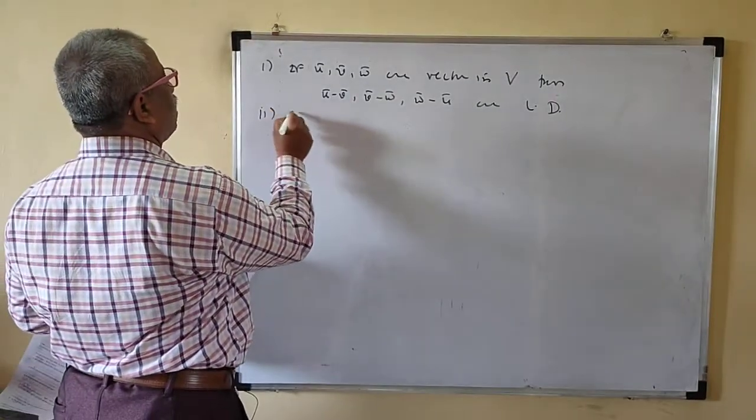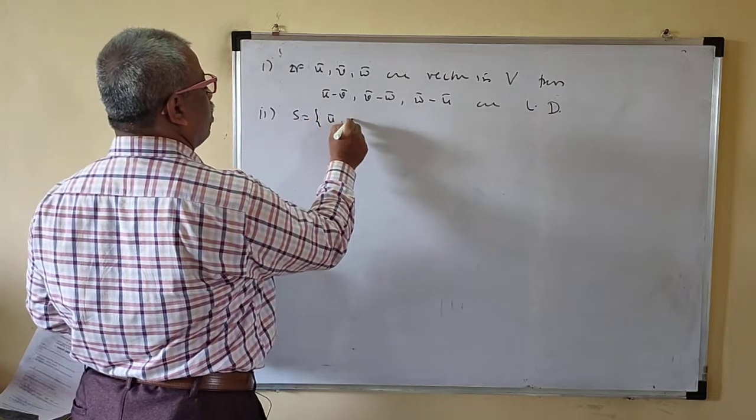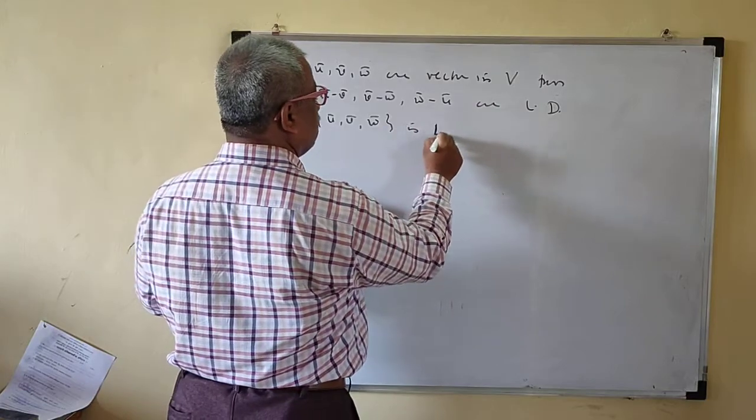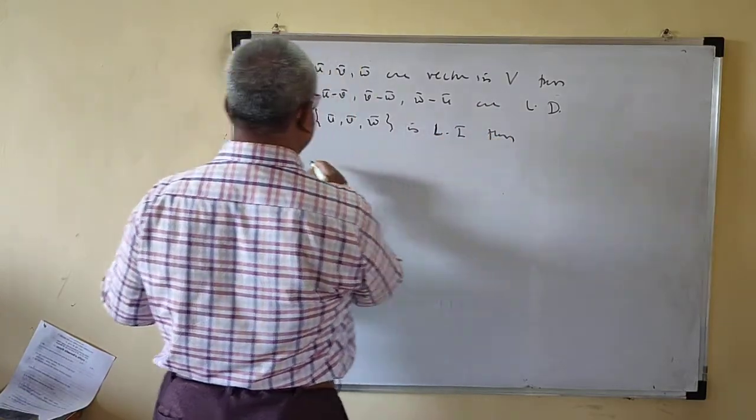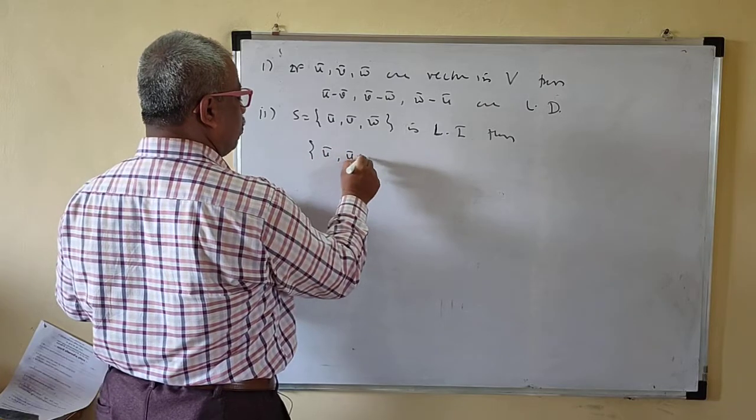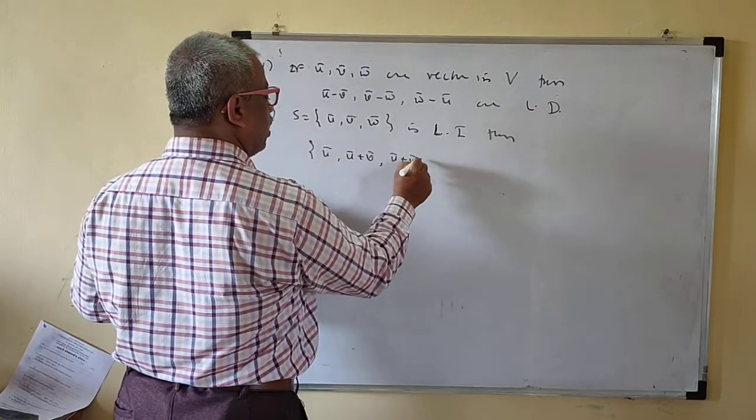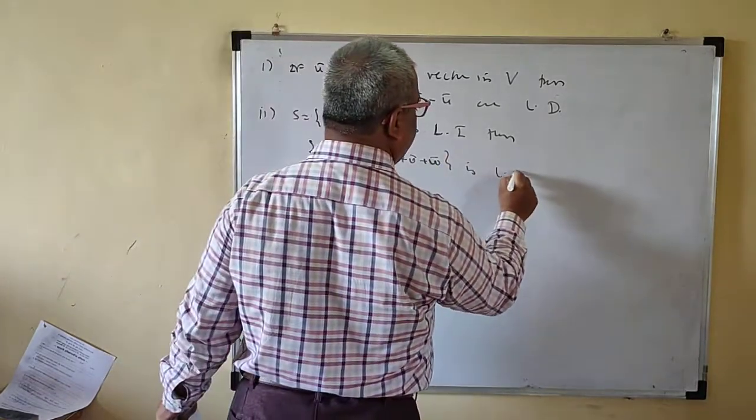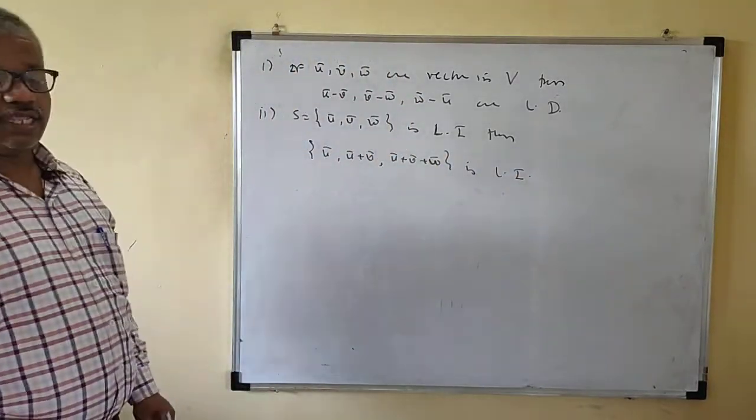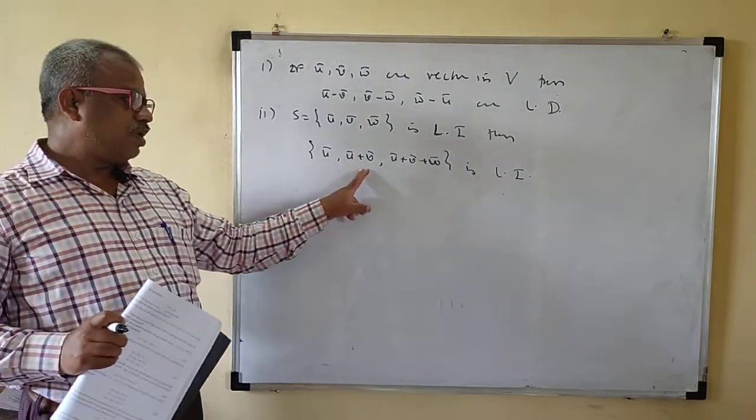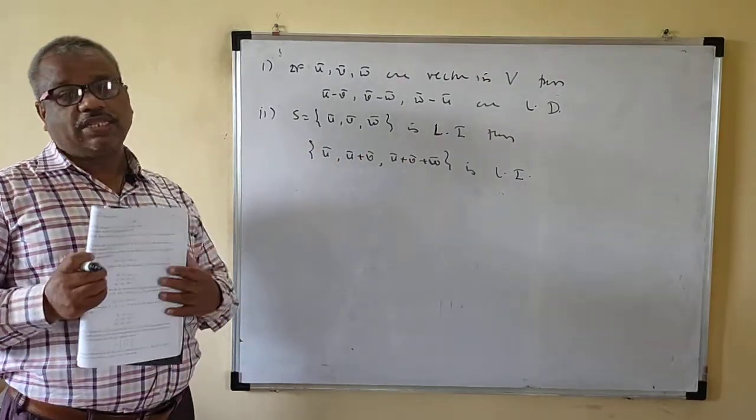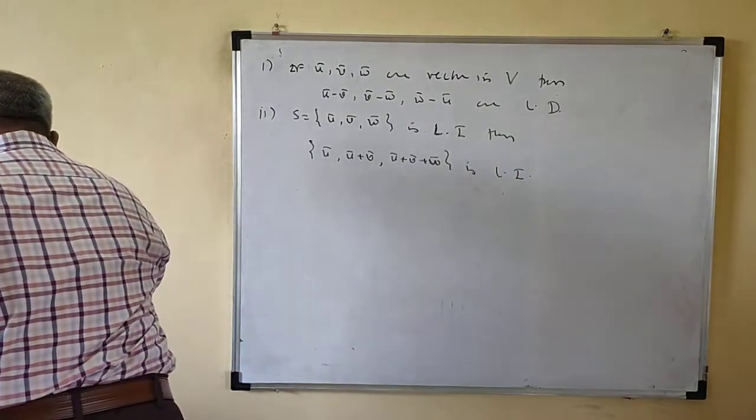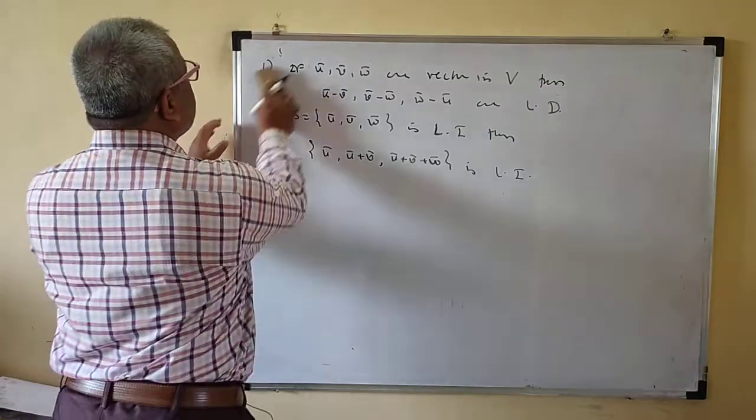And the second note is: if S equal to u bar, v bar, w bar is linearly independent, then u bar plus v bar, v bar plus w bar, w bar plus u bar is linearly independent. Note this. Okay, so after that you have seen basis.